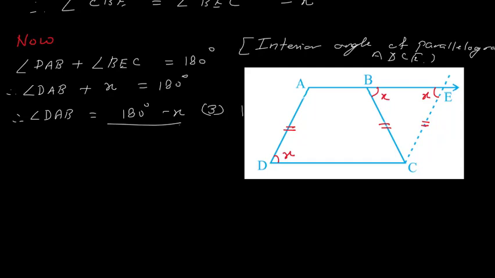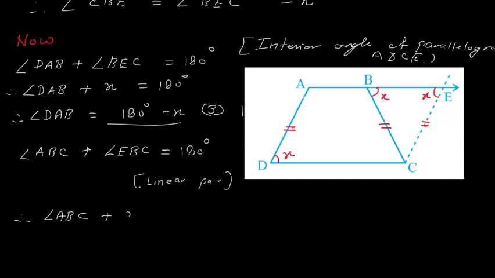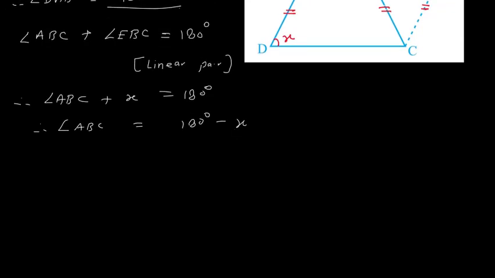Similarly, this angle ABC plus angle EBC, their addition is also 180 degrees. This is because of linear pair angle, linear pair. Okay, so therefore this angle is x. So again I have angle ABC plus x is equal to 180. Therefore angle ABC is equal to 180 degrees minus x. So this is equation number 4.